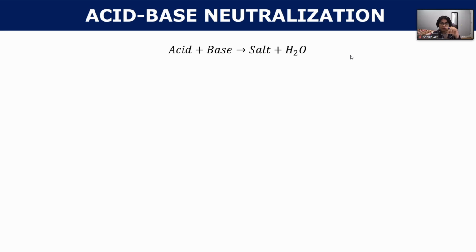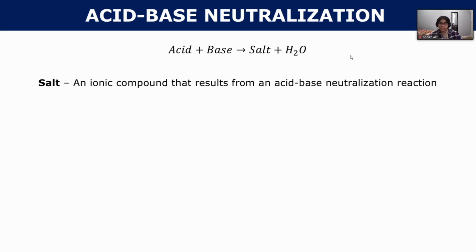They are in the general form of an acid and a base reacting to produce a salt and water. And this lets us define a salt. A salt is an ionic compound that results from an acid-base neutralization reaction. So let's look at the formation of a very common salt. We have hydrochloric acid plus sodium hydroxide. And what does that produce? Well, we know it's a double displacement reaction, so let's do that double displacement reaction.